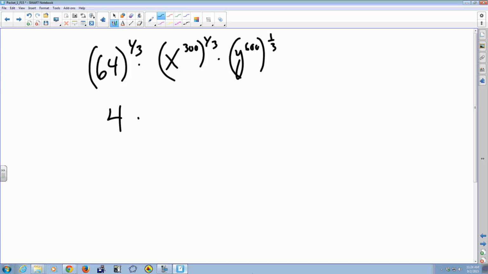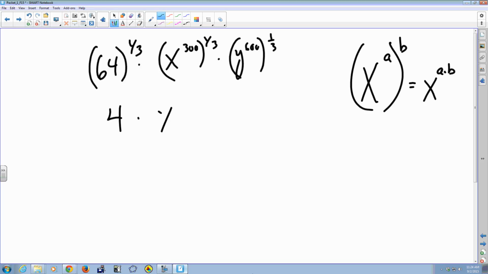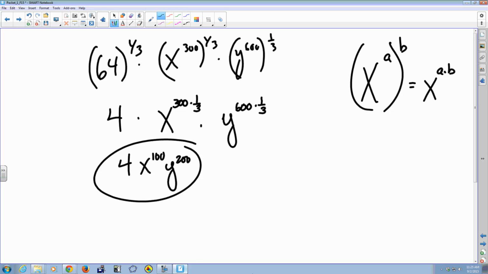4. Okay. Now this uses an exponent property that is called a power raised to another power. X to the 300 is a power, and then you're raising it to another power. Does anybody remember what you do to the exponents when you have a power raised to a power? You multiply them, right? A times B. So here we have x to the 300 times 1/3, which just says take a third of 300, which is 100. And this one says take a third of 600, which is just 200. And there's your answer.